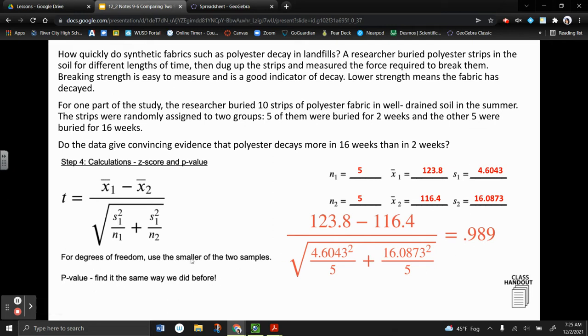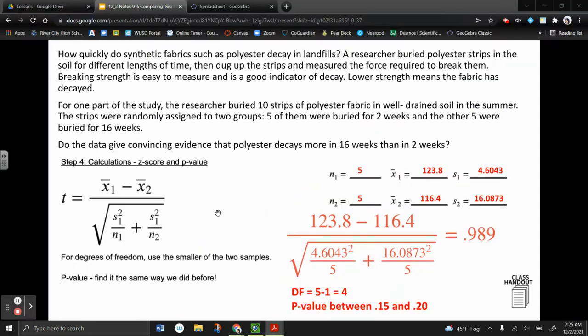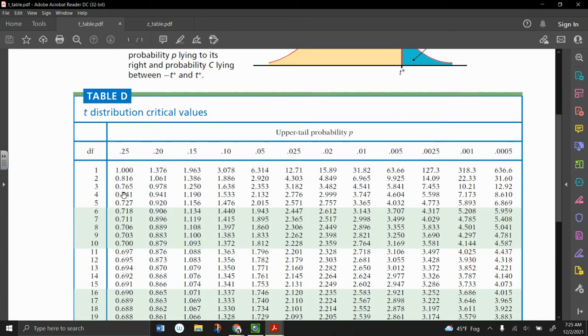In terms of degrees of freedom, since we have two groups, we're going to take the smaller of the two samples. Since they're both 5, our degrees of freedom are going to be 4. Looking at our t-table, degrees of freedom is 4, and our test statistic is between 0.941 and 1.19, which means our p-value is between 0.15 and 0.20.